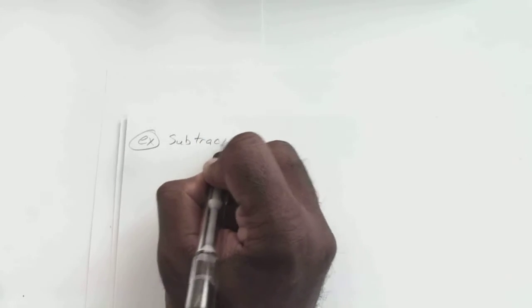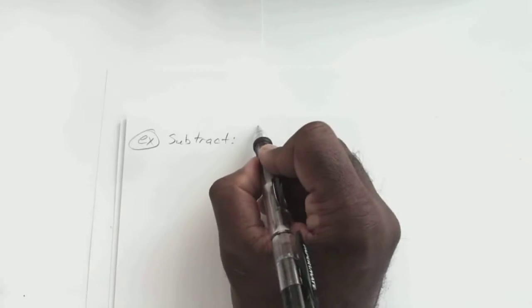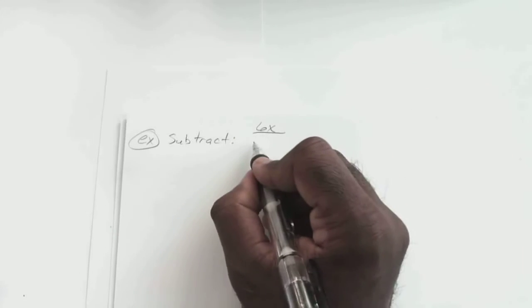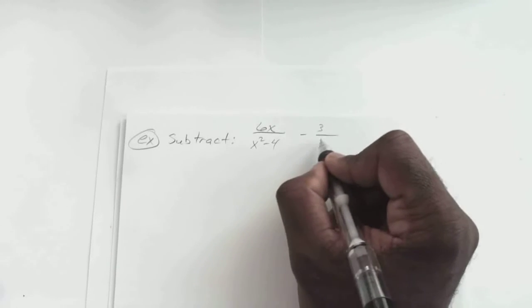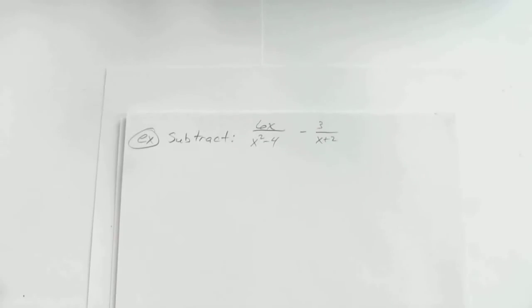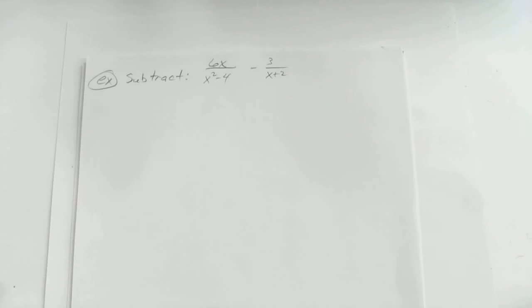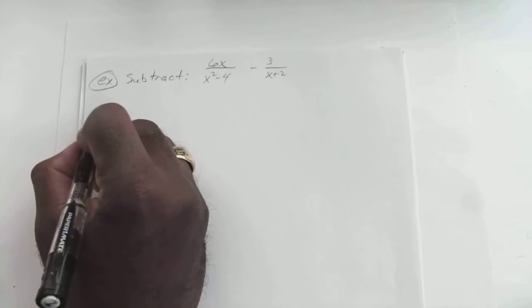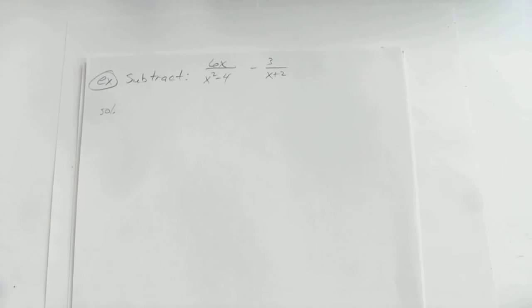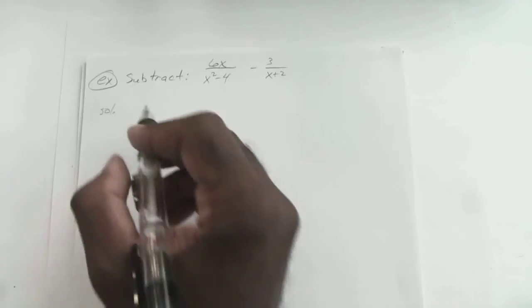Okay, so let's say, for example, you wanted to subtract 6x over x squared minus 4 minus 3 over x plus 2. So just like before, you want to match your denominators.